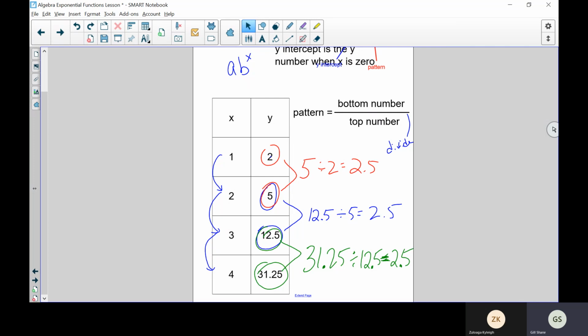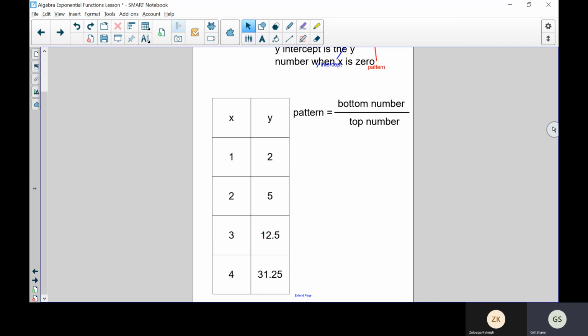So now let's talk about the y-intercept. We want to know the y-intercept. How do we say to find the y-intercept in the table?